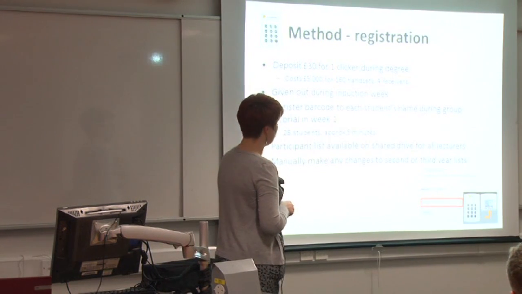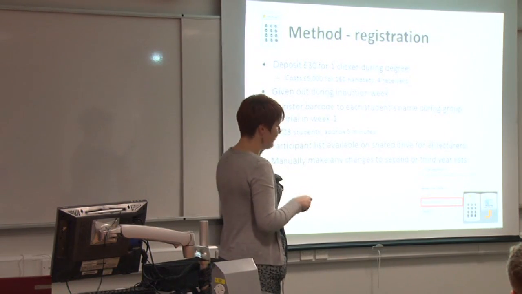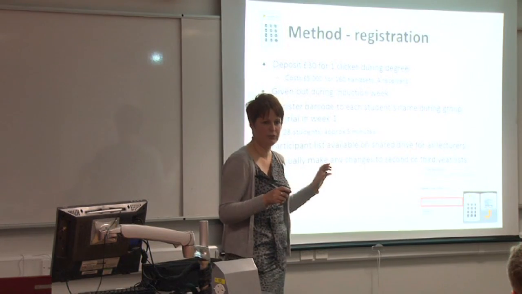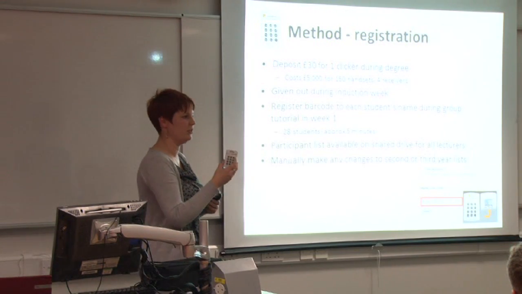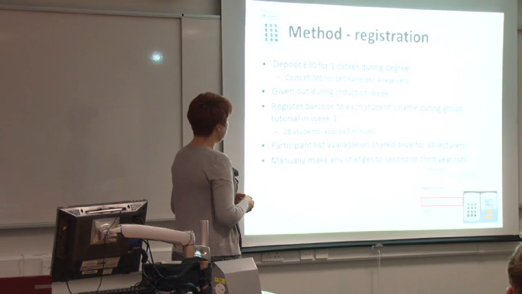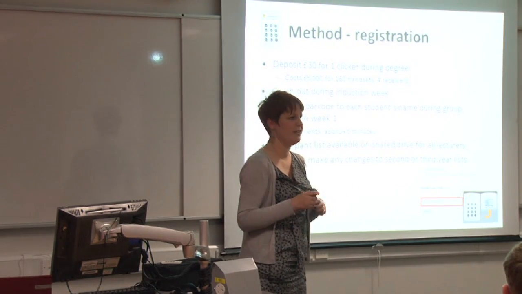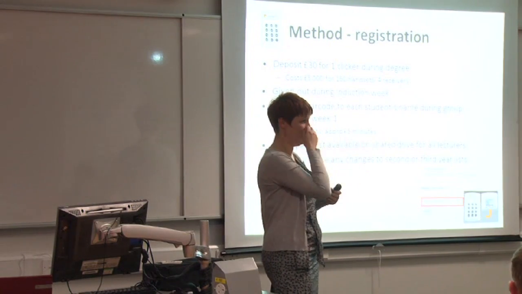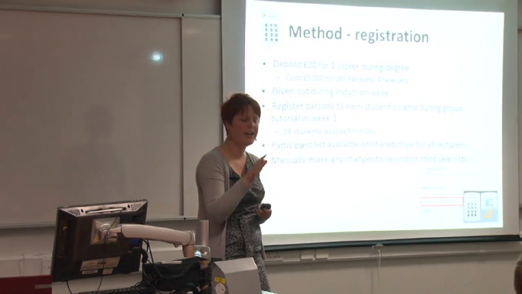They pay a deposit of £30, and the clicker then costs us about £32. I think the clickers that we use, these particular ones, are now maybe even a little bit cheaper. And what we then do is register the barcode to the student's name. And that is a very easy way. Steve and I, well, actually you have set it up mostly, but I kind of helped you. But it was a very easy way.